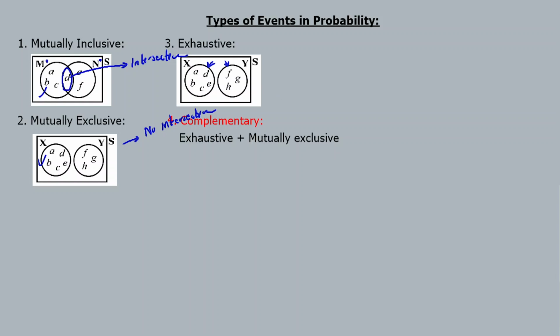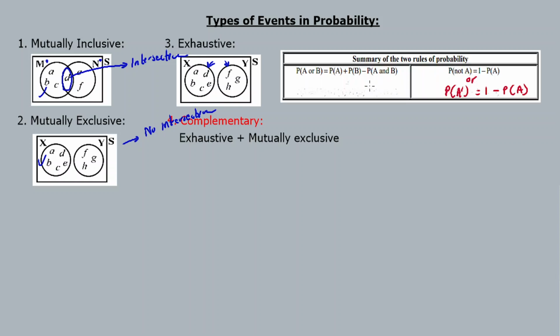In terms of the probability laws, I think you can explain it like this. So these are the laws. I hope you remember them, number 1 and number 2. In terms of the probability laws, for mutually inclusive events, since there is an intersection, the probability of A and B is greater than 0. This is number 1. Number 2, for mutually exclusive.